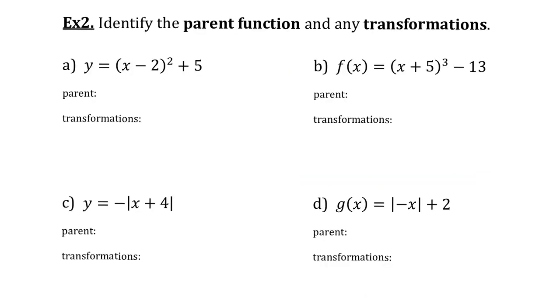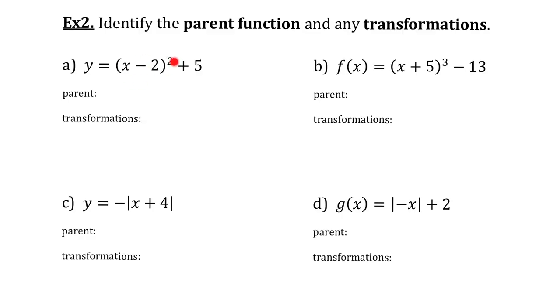Okay, now in example 1, we were working with a random function that was given and graphed. But we're often working with a parent function, and the parent function tells us the shape, and then what we know about transformations tells us where to move it and how to move it. Okay, so let's look at these. First, we're going to identify the parent function, then we're going to identify the transformation. So, parent functions: linear, quadratic, absolute value, cubic.